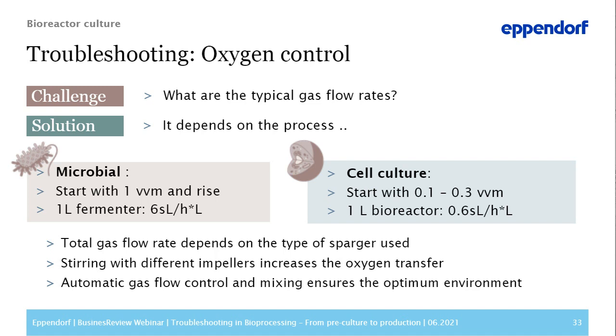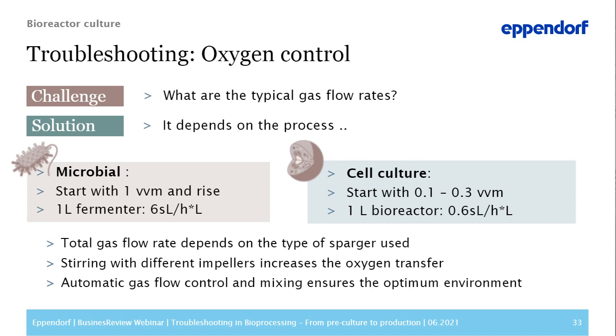So for a microbial run, a good rule of thumb is to start with 1 VVM, or 1 vessel volume per minute, and then optimize as required. On the other hand, if you look at mammalian cell culture, you can look at starting with maybe 0.1 to 0.3 VVM gas flow rates, since the oxygen demands will be largely different from a fermentation run.